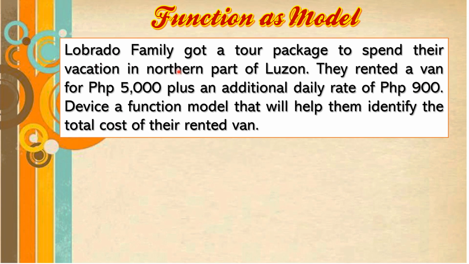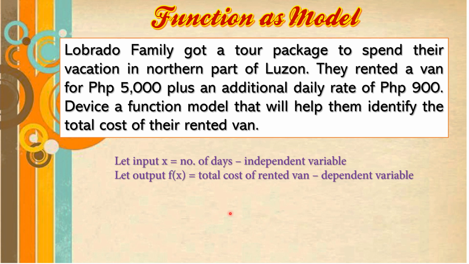Next, the Lobrado family got a tour package to spend their vacation in the northern part of Luzon. They rented a van for 5,000 pesos plus an additional daily rate of 900 pesos. Devise a function model that will help them identify the total cost of the rented van. So we have to identify the input and the output. Let the input x be the number of days since we are talking about renting a van. And input, guys, can also be called the independent variable. And the output would be the total cost of the rented van.